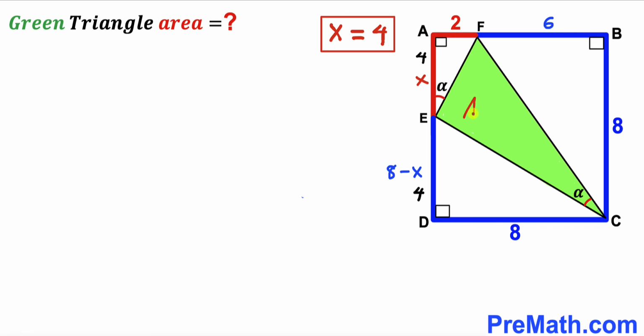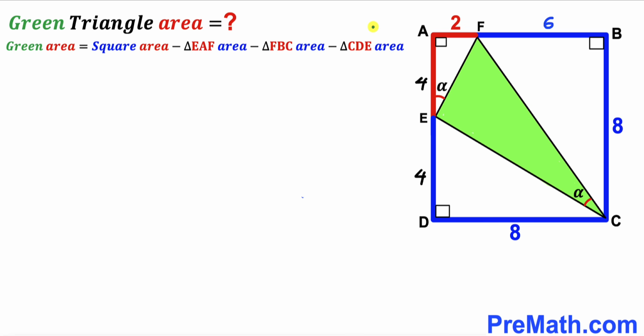Now we are going to calculate the area of this green shaded triangle. And now let's recall once again this equation. The green shaded triangle area is equal to the blue square area minus the triangle EAF area minus the triangle FBC area and minus finally the triangle CDE area. And now let's recall the area of a square formula. Area is always equal to S squared, where S is the side length. And in our case, the side length of this square is 8 units. So therefore we can write the square area is going to be 8 squared and then minus.